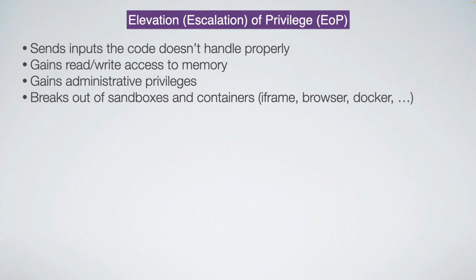Okay, the final category back to STRIDE is escalation or elevation of privilege. And so this is where basically privilege means what you're authorized to do. If you escalate it, it means you do things that you're not authorized to do. It's beyond your authorizations. Okay, so it could be that you're sending inputs into code and it's not handling them properly.